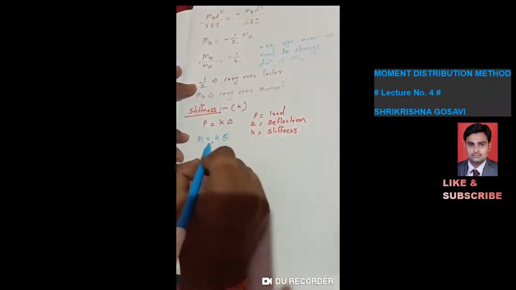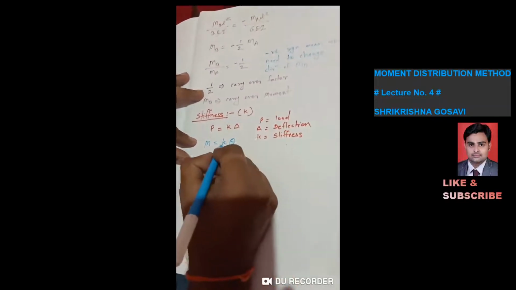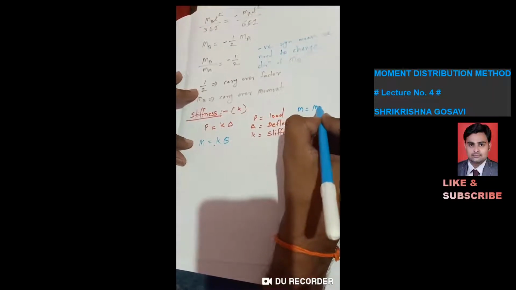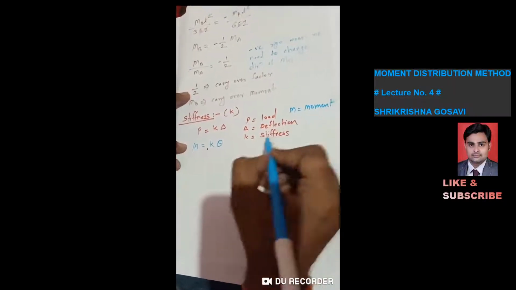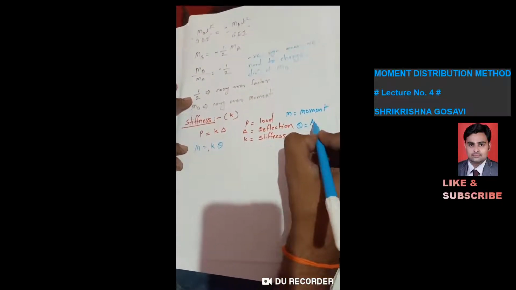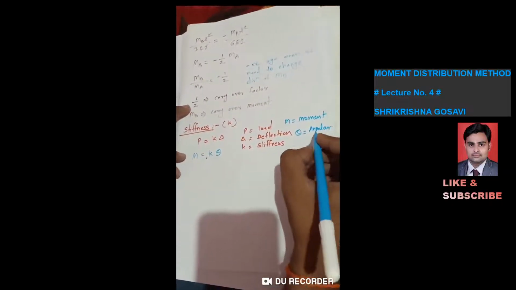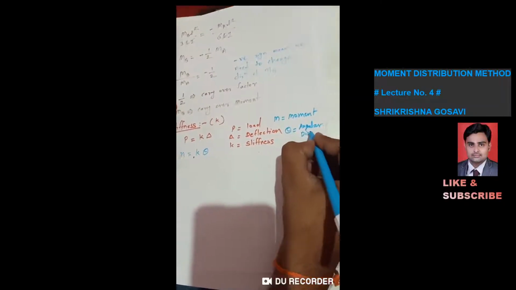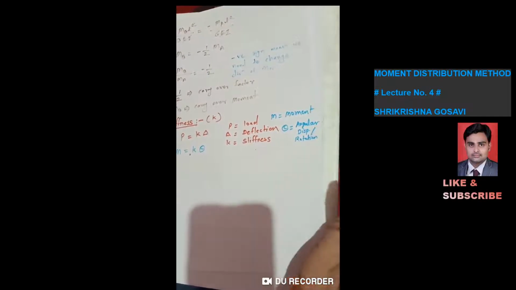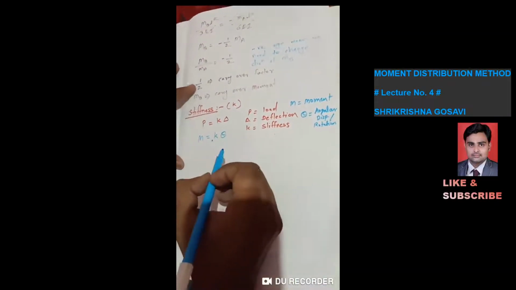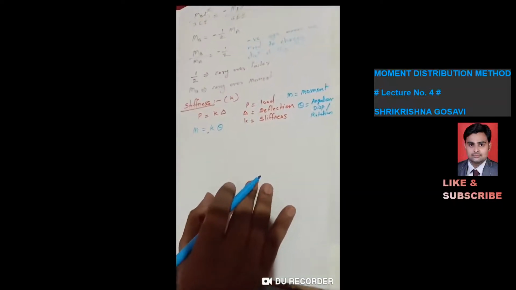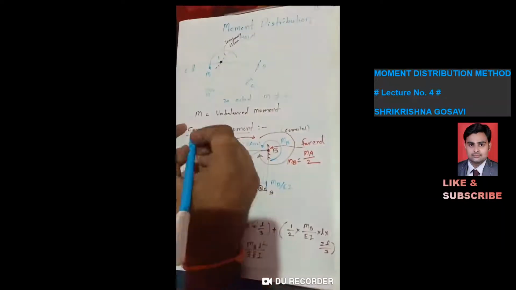So in this case, we also say that this K is the stiffness. Instead of load, now M is the moment, and instead of deflection, now theta, which is the angular displacement, or simply the rotation. It may be clockwise, it may be anti-clockwise. On this basis, now we will derive the value of this MA moment.